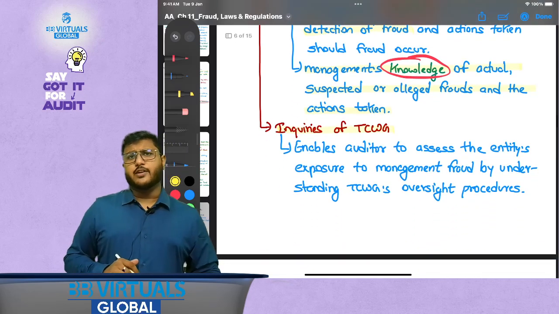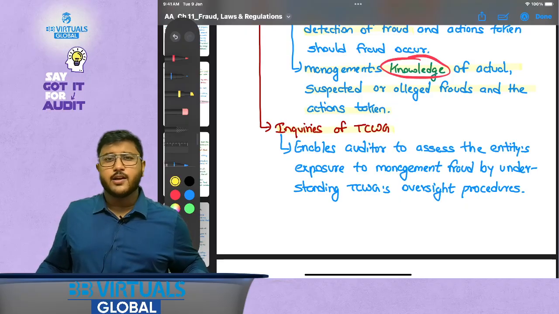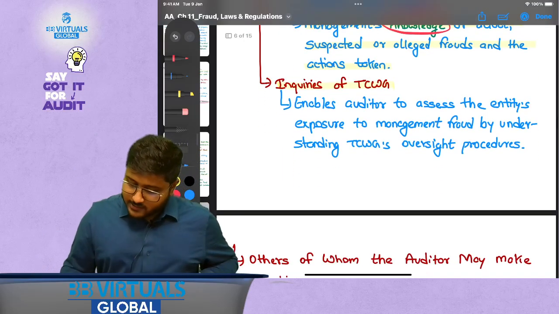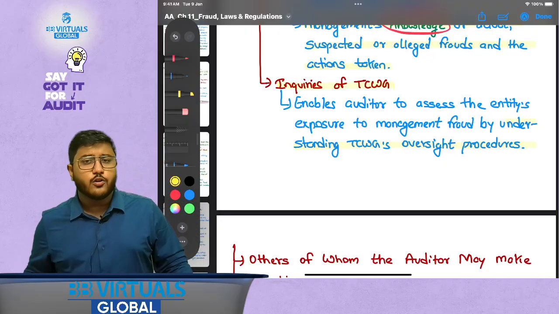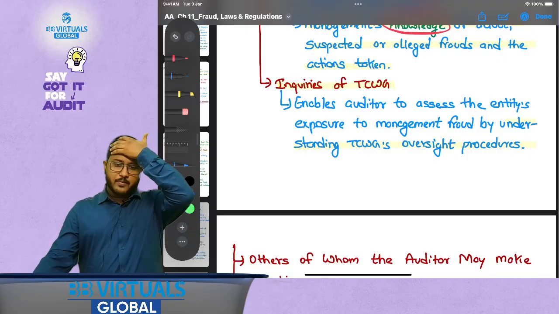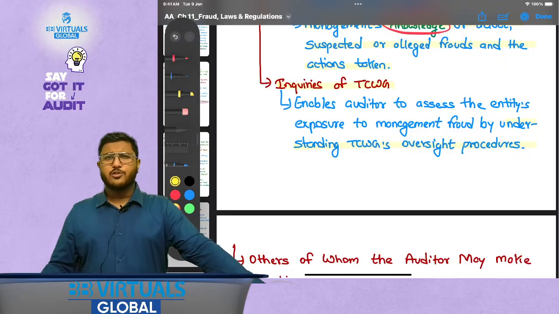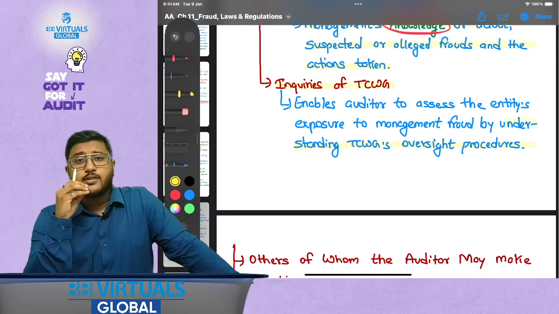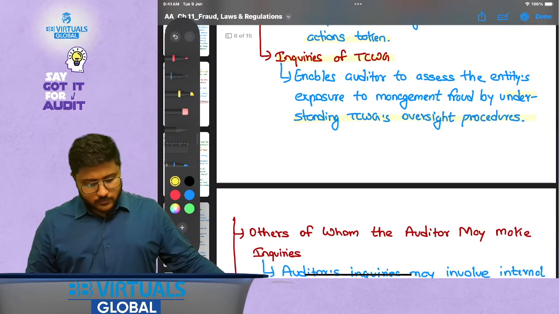Now inquiries of those charged with governance. See my friends, the ultimate responsibility is of those charged with governance only, and if the auditor thinks that management could also be involved in fraud, then they should inquire of those charged with governance also. This enables the auditor to assess the entity's exposure to management fraud by understanding those charged with governance oversight procedure. If those charged with governance are actively involved in the management or in evaluation and review, then there are lesser chances of management fraud, because management also needs to report to those charged with governance who are actively involved in the business. What if I tell you that those charged with governance are not at all involved? Then there are always higher chances of management fraud if those charged with governance do not have the oversight responsibility or they are not involved.